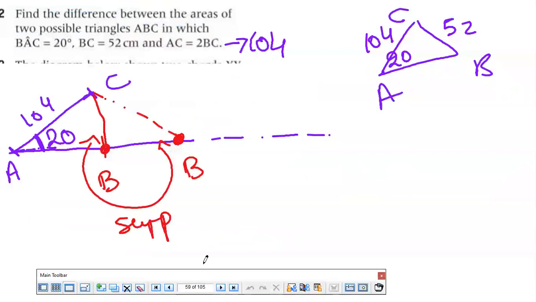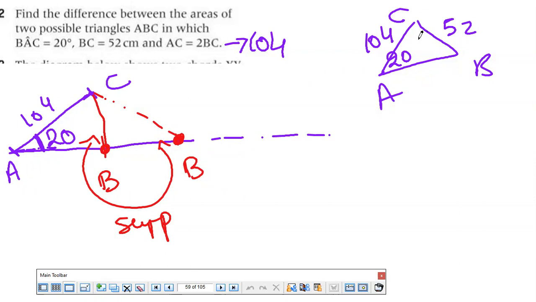Exercise 2. Find the difference. This one, we are back to the preceding lesson, the ambiguous case of the sine rule. Find the difference between the areas of the two possible triangles ABC, in which I have an angle given and two sides. But if you notice here, the angle that is given is not between the given two sides. So I'm in the ambiguous case of the sine rule.